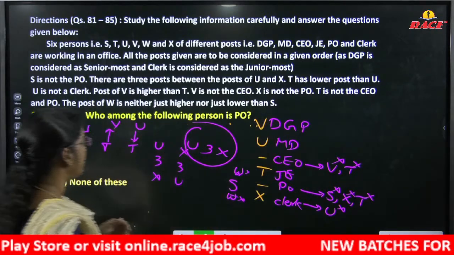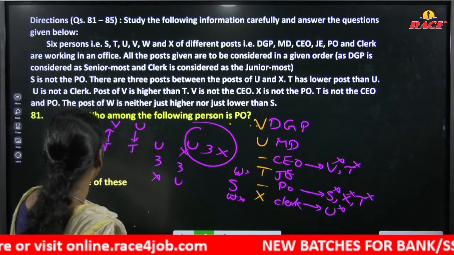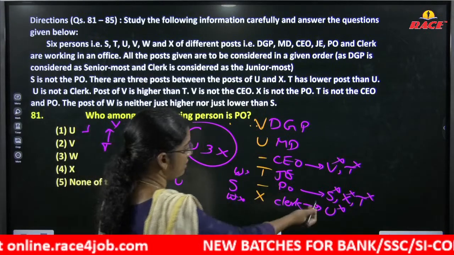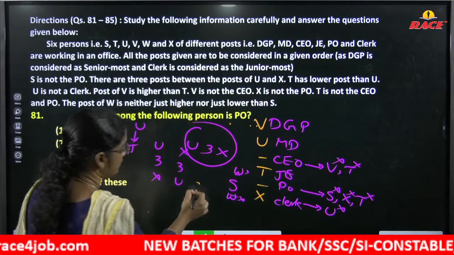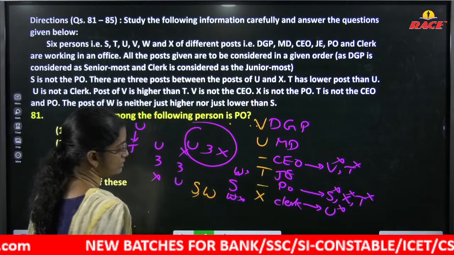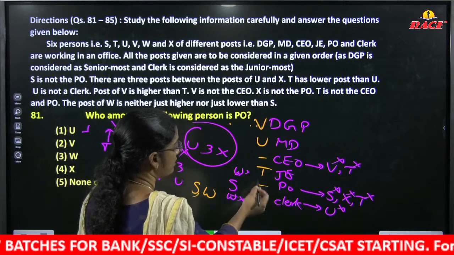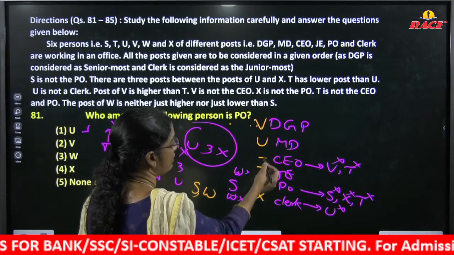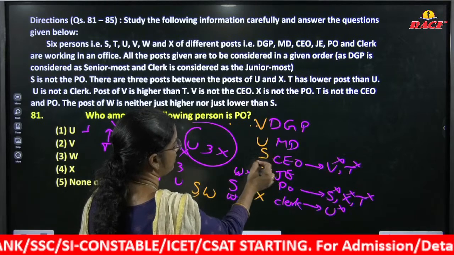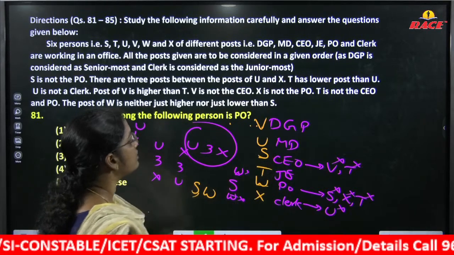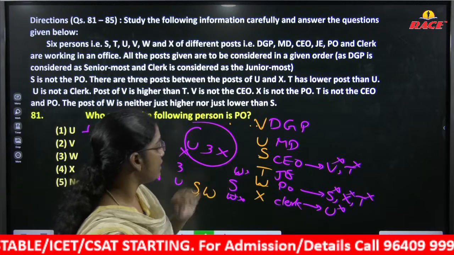Then remaining, any other conditions? Yes, the remaining two persons are only S and W. Here we are not having a chance to take S, that's why I'm taking W here. And finally, we are having one remaining position for the remaining person, that is S. So we are getting the order VUSTWX.